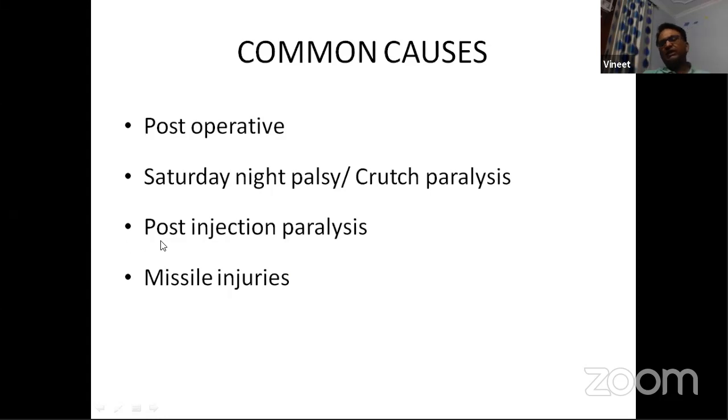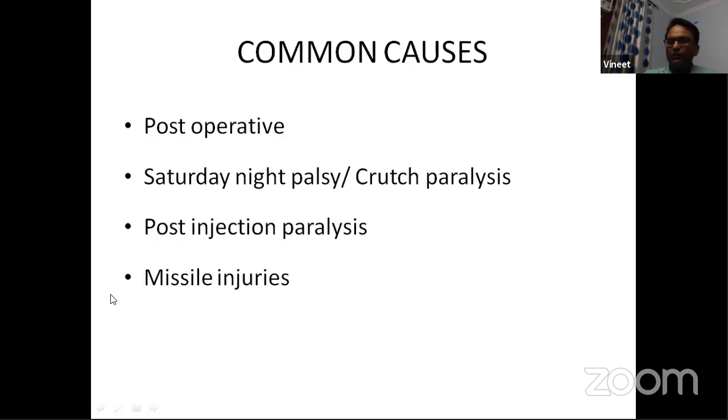Post-injection paralysis, again, luckily we are seeing less and less. They behave differently. They don't follow Seddon's classification. They don't typically follow the pattern of neuropraxia or axonotmesis. And missile injuries can happen anywhere along the course of the radial nerve. And it's a topic in itself.